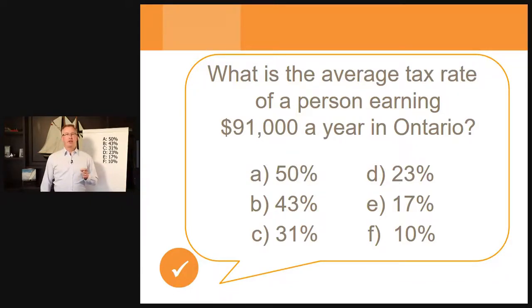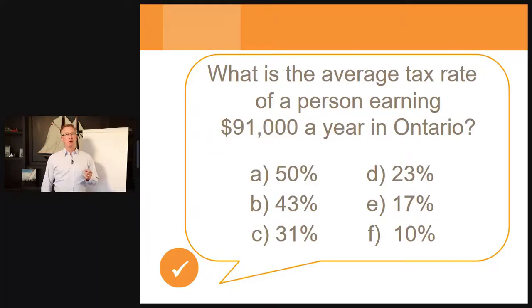Well, if you guessed 43%, you wouldn't be alone. A large number of people guessed 43%, but the correct answer is D, 23%. The question asks what the average tax rate is. The average tax rate of a person earning $91,000 a year in Ontario is 23%. Their marginal tax rate is 43%. The average is 23%. The marginal is 43%.